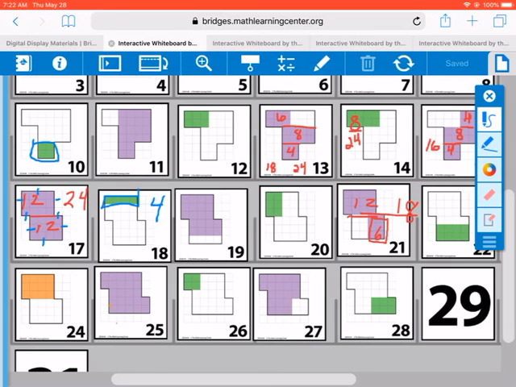So we know that half is colored in on this one, or the other way we could say it is 12 out of 24. Out of 24 have been colored in. So that's the same as half. On this one, we know one whole shape has been colored in, or 24 out of 24 have been colored in. This one, we know that it's 4 out of 24.